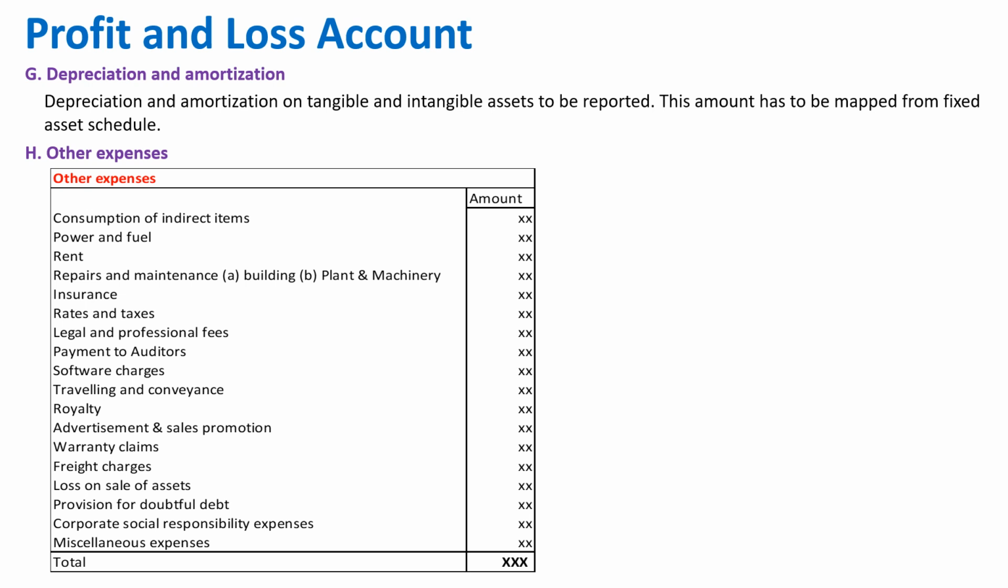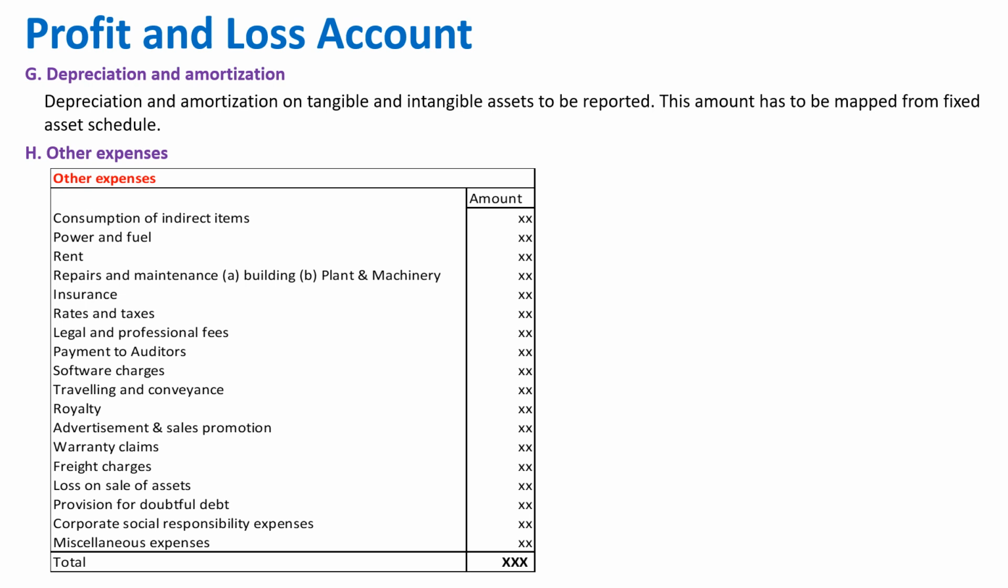Legal and professional fees: any type of consultancy or any type of professional services you have received from anyone, if you have paid for them, has to be reported under legal and professional fees. Payment to auditors, mostly your statutory auditors: whatever fee you have agreed as per the board of directors agreement has to be reported here. Then software charges, traveling and conveyance, mostly your employee travel.